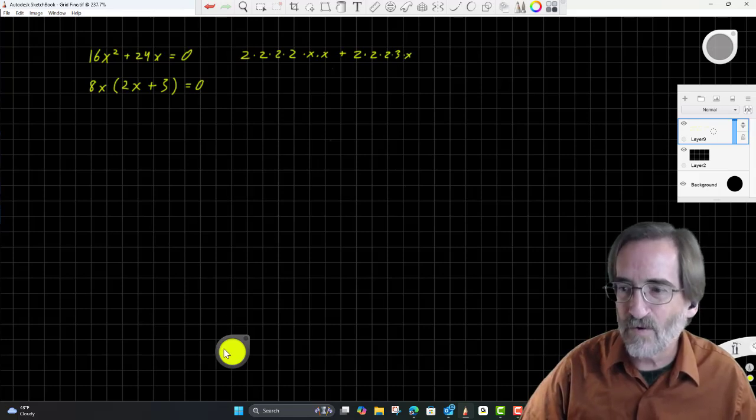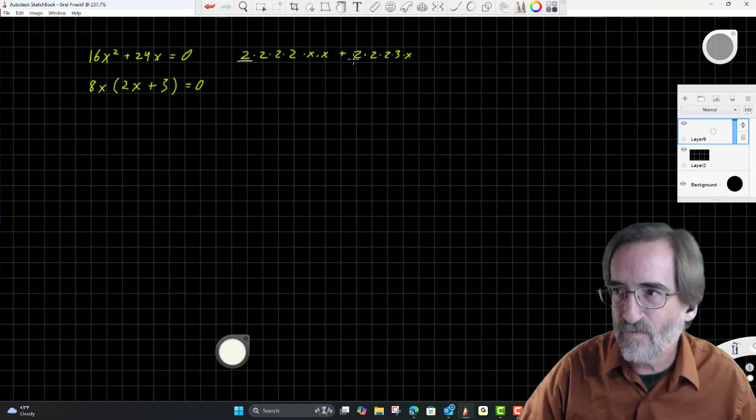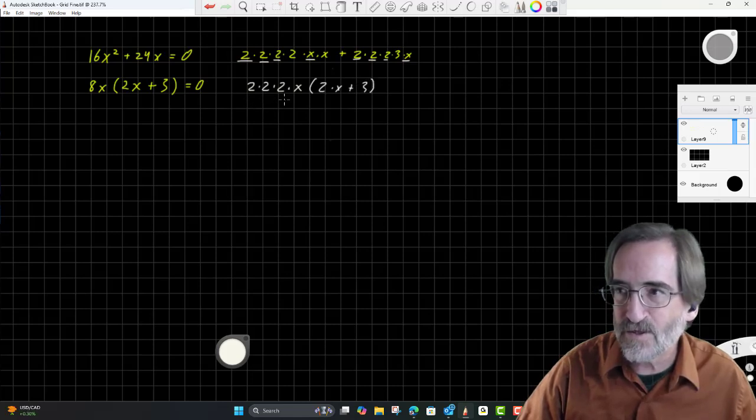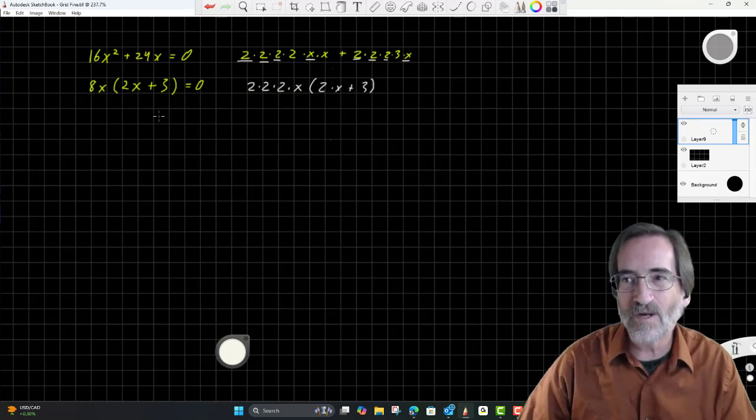If you're looking for the greatest common factor, you'll look for factors that are in both lists. A 2, a 2, a 2, and an x. Okay, and what's left ununderlined here is 2x and 3. And you'll notice that 2 times 2 times 2 is 8, so we get 8x times 2x plus 3. So that's another way to do the same thing.